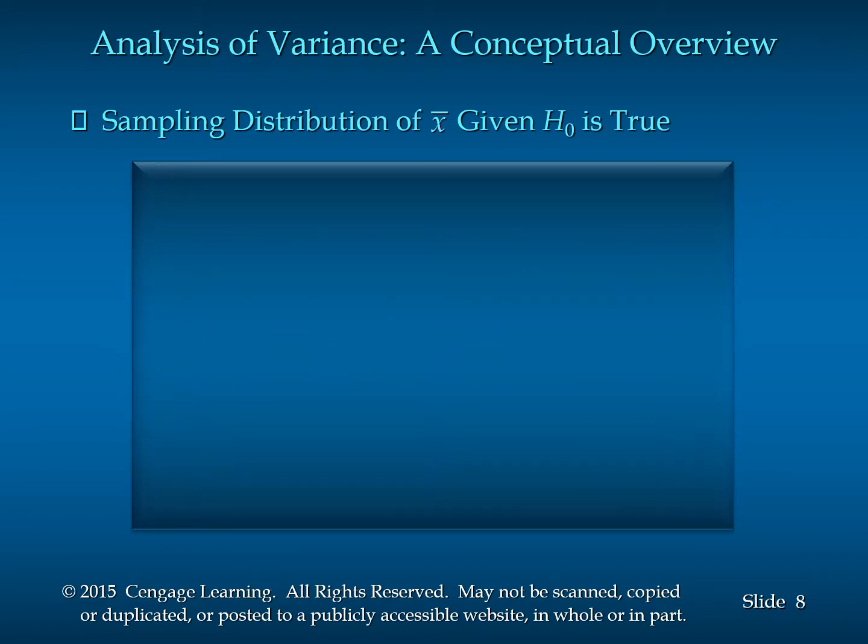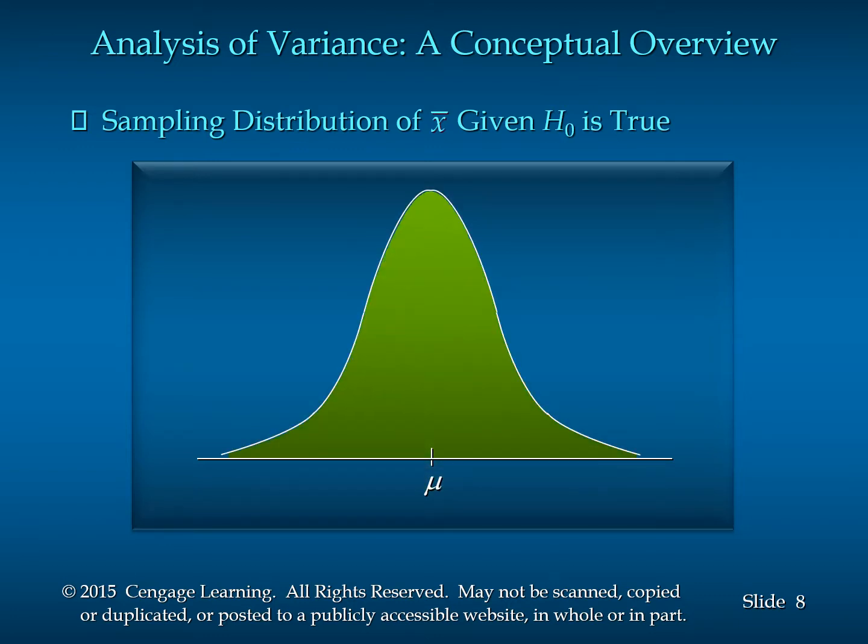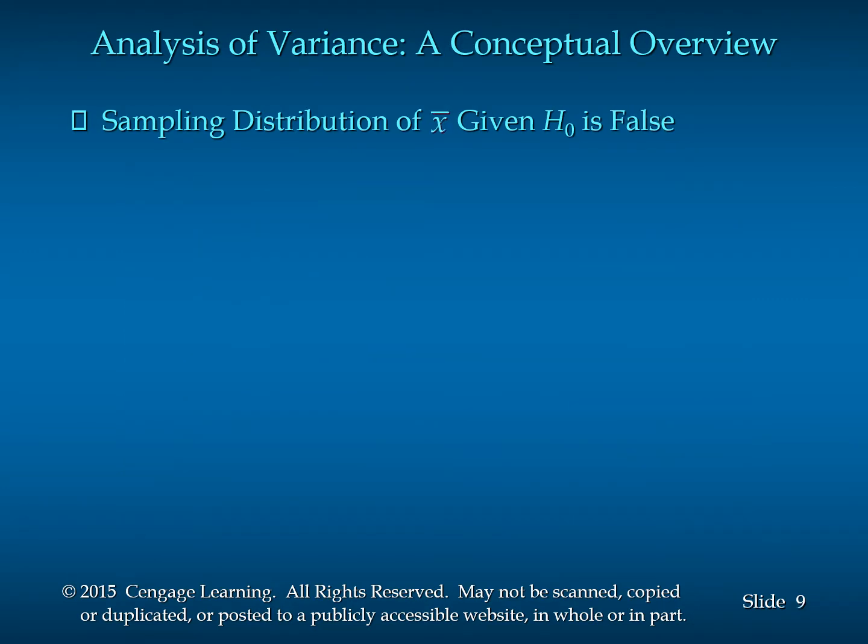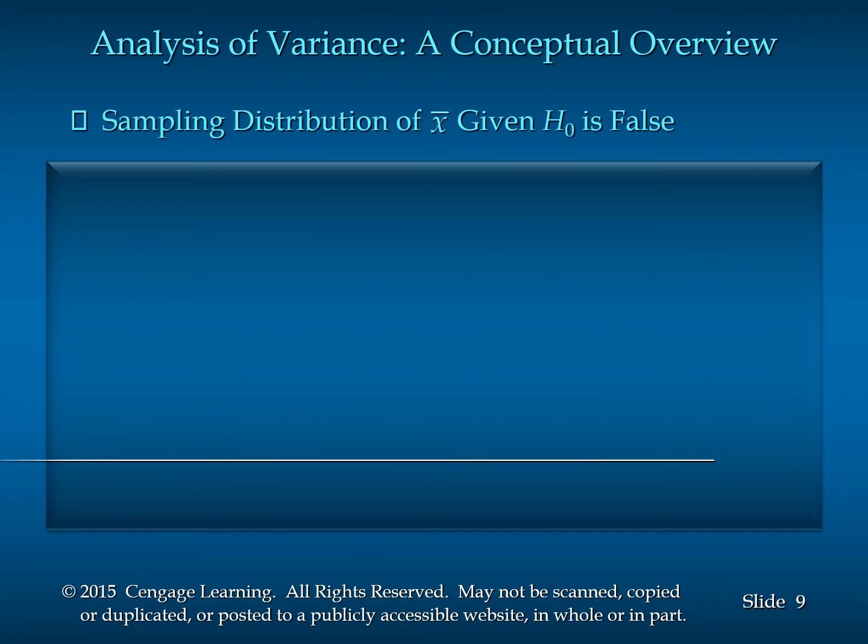Looking at this normal curve, if the sample means are close enough together, the ANOVA test will help us conclude that there is only one sampling distribution. Therefore, the null hypothesis is true and all the population means are equal. When the null hypothesis is false, at least one of the sample means comes from a different sampling distribution, and therefore the means are not equal.